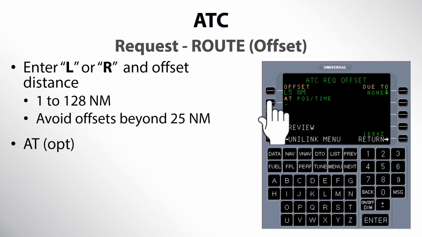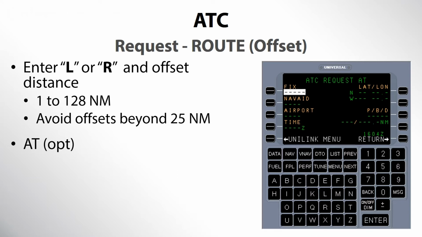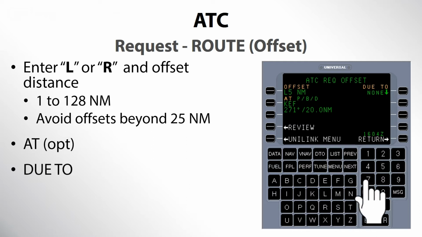Press AT and then the appropriate line select key to enter information for fix, navaid, airport, time, lat long, or place bearing distance. When you press Enter, the display will return to the ATC Request Offset page showing the information just entered. AT is an optional field. Press Do To toggle between Weather, Aircraft Performance, or None.